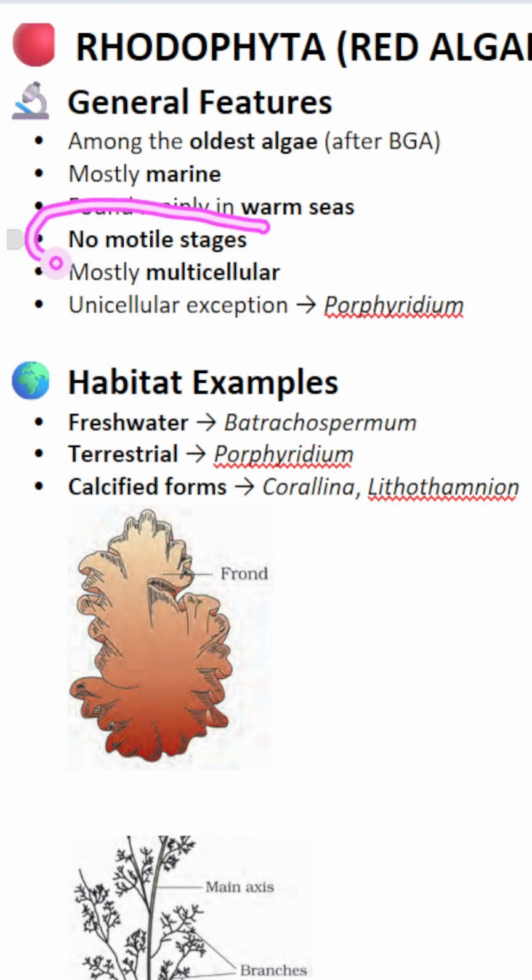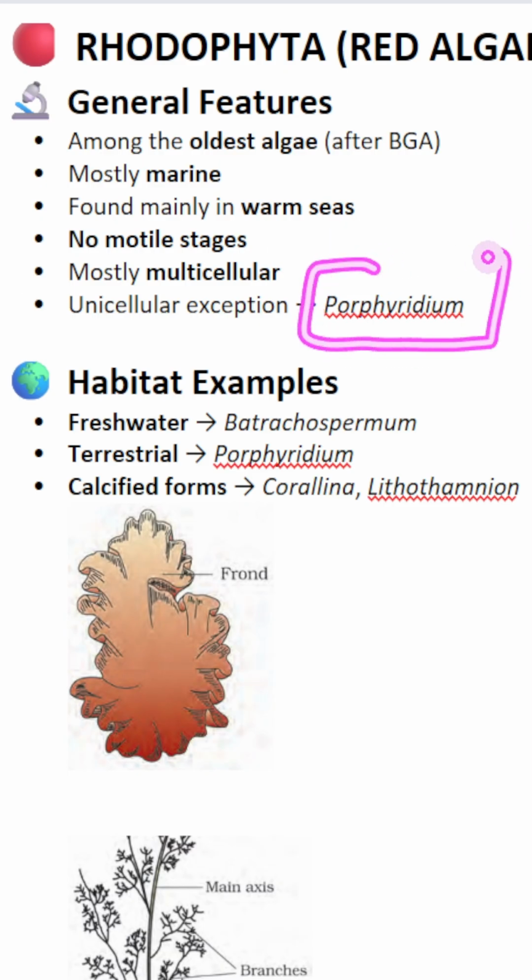And the important point is that there is no motile stage in its life cycle. They don't have any motile stage, and they are multicellular in their body form. And there is only one exception, Porphyridium. Porphyridium is the one red algae which is unicellular, whereas most of them are multicellular.